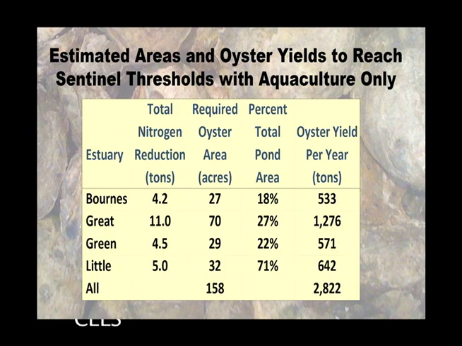About 80 or 90% of the oysters that are consumed in the U.S. come from Asia, particularly China. If you look at this chart, though, you look at little ponds, 71% of the surface would need to be covered with oysters. It's too much to just think about. 71%, that's about half, actually.